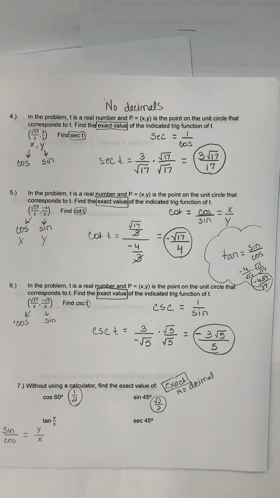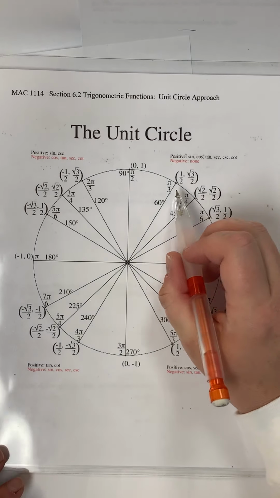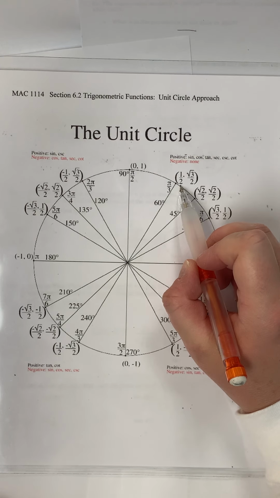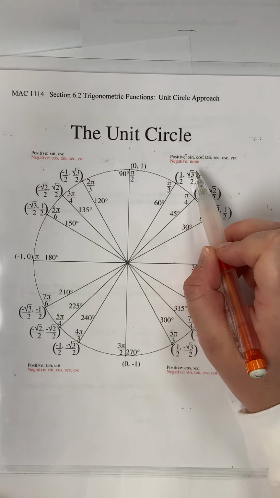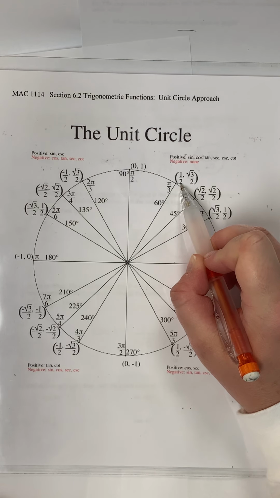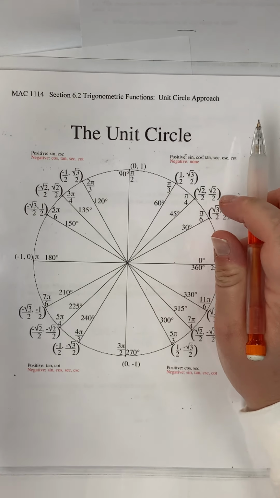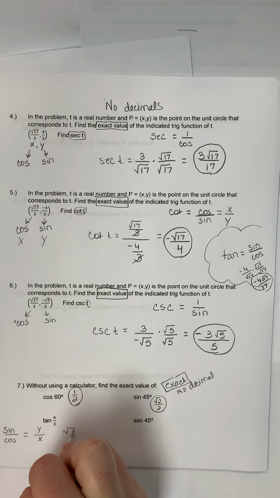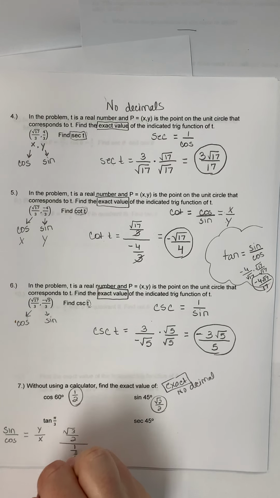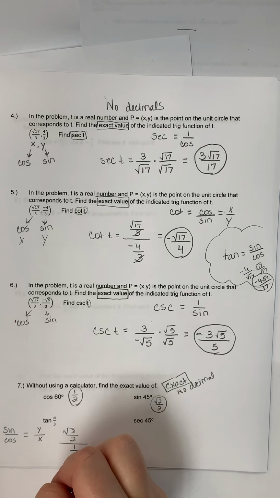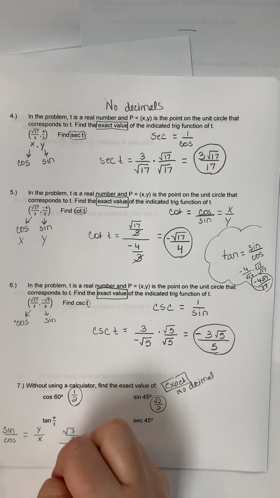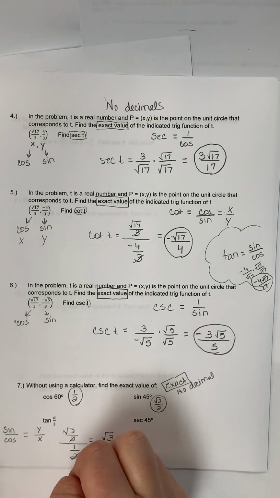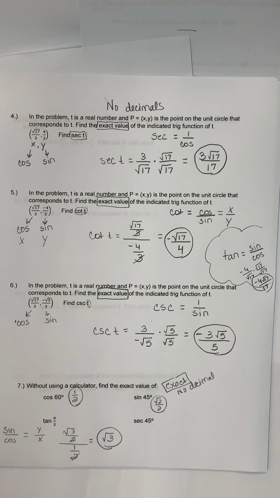So tangent of pi/3, I go to pi/3. I'm going to have to do a little calculation. Here's my point. I'm going to take y/x, or sine over cosine. So I'm going to have √3/2 divided by 1/2. These are going to cancel nicely, and I'm going to end up with √3. Okay, didn't have to rationalize a thing because my root was in the top.